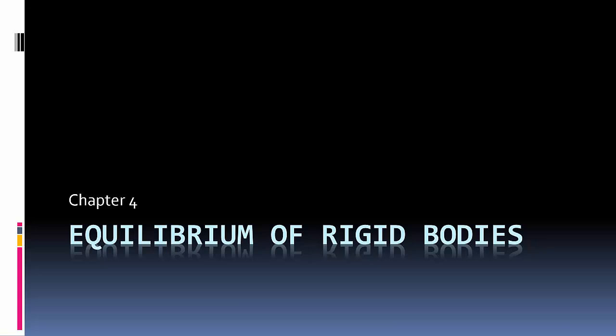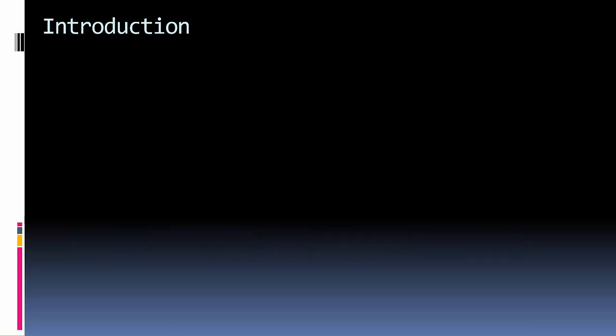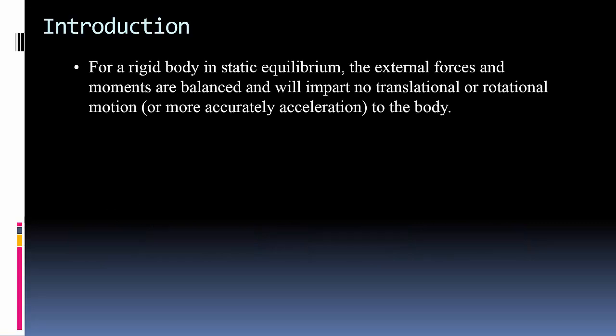Okay, welcome to Engineering Mechanics Statics, Chapter 4, Equilibrium of Rigid Bodies. Today we're going to talk about how for a rigid body in static equilibrium, the external forces and the moments are balanced and will impart no translational or rotational motion to the body.